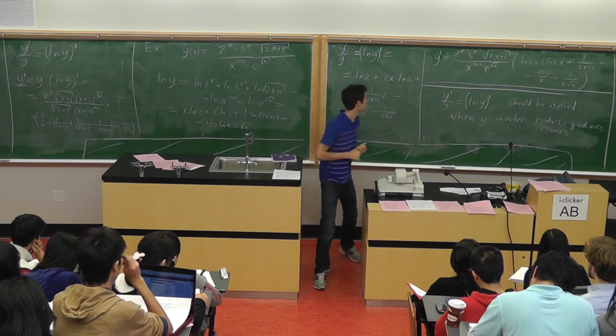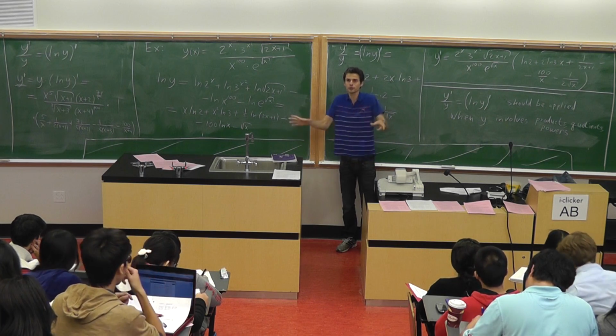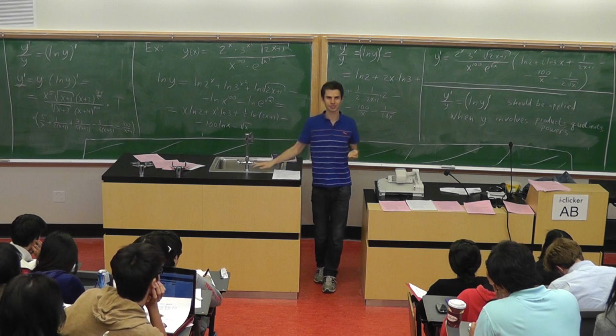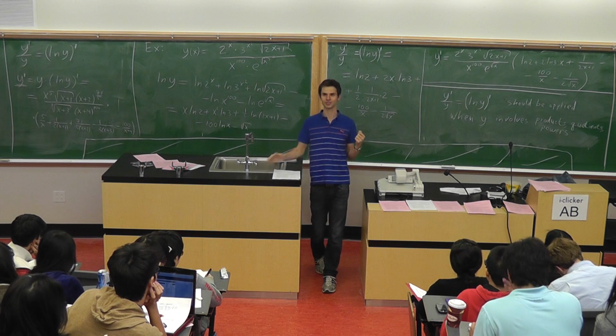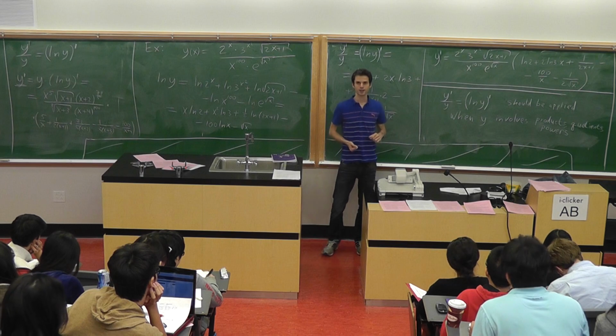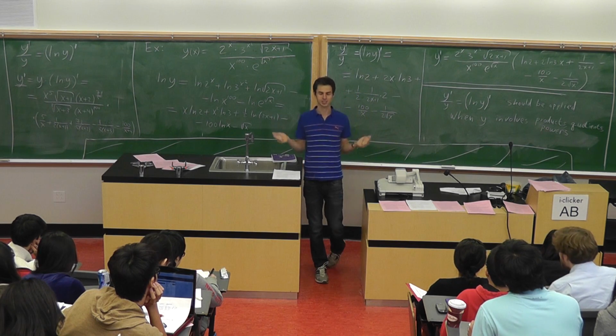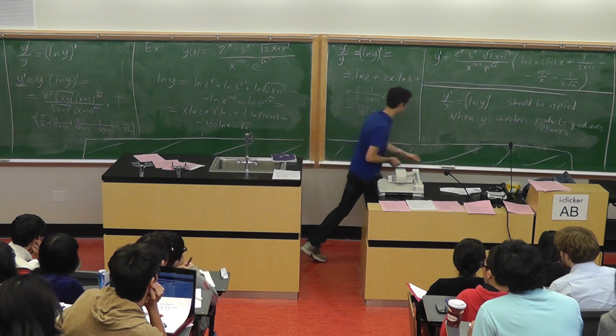Sometimes it just doesn't work. If your expression is a sum of two complicated expressions, well, you'll have to do it slowly by hand without any tricks. I mean, there is no formula for ln of a plus b. It just doesn't simplify at all.